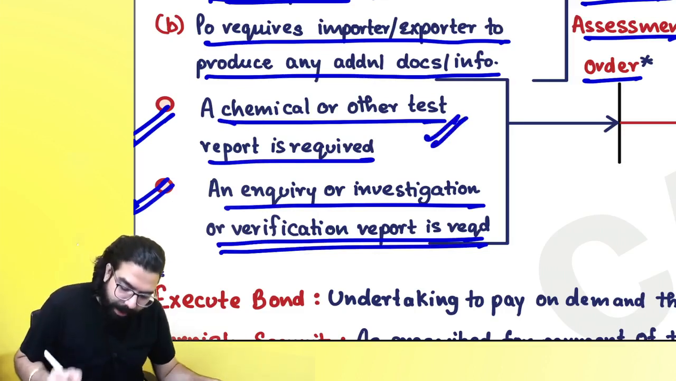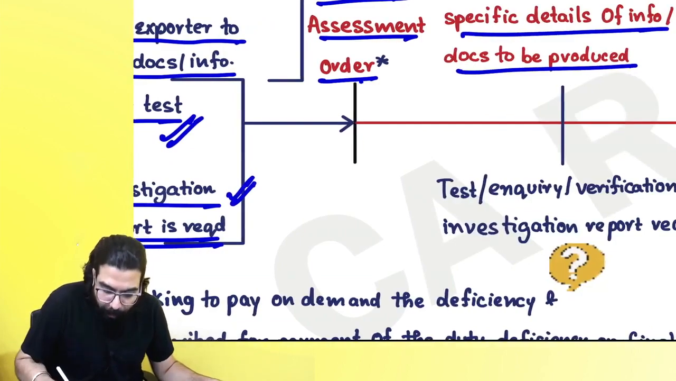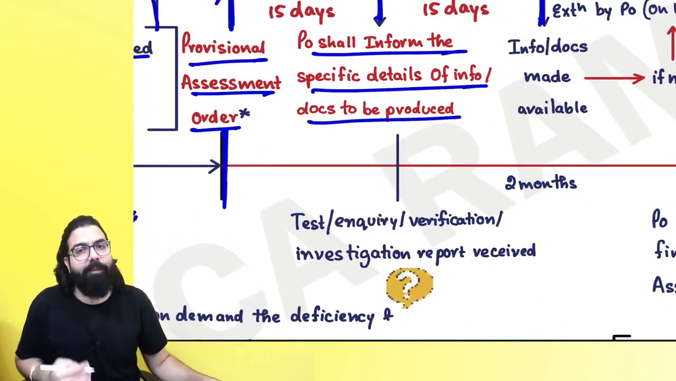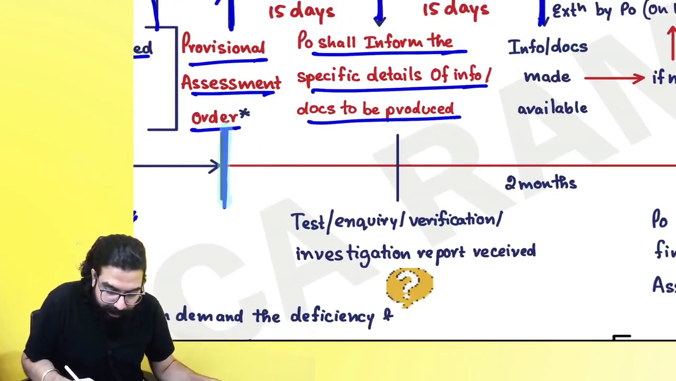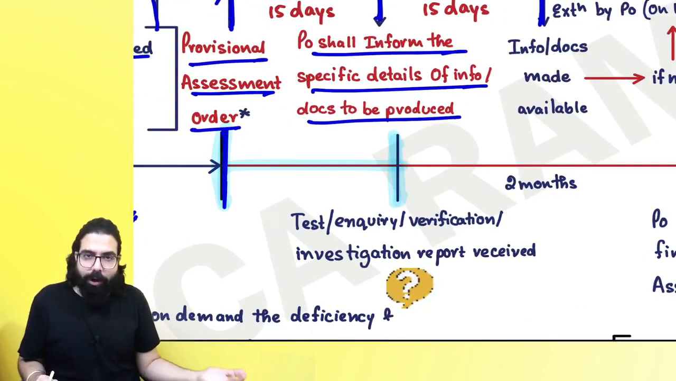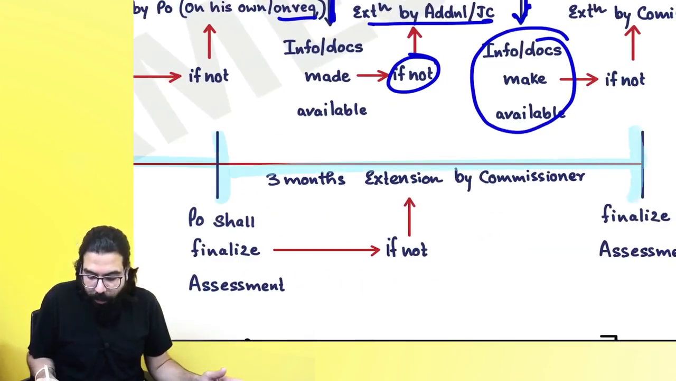Sir, if a chemical or other test report is required, or an inquiry or investigation is required, then provisionally the officer will go ahead and clear the goods. The same thing which I have written up operates for duty drawback also. So provisionally he will clear the goods, and then once the test report or inquiry report or investigation report comes, within 2 months plus 3 months he will go ahead and finalize the assessment.